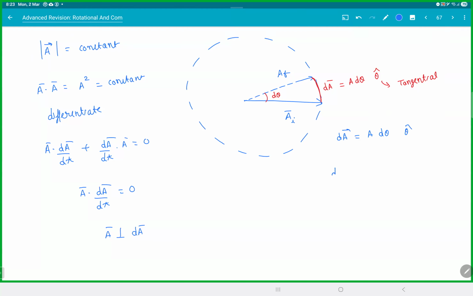So when we differentiate this on both sides, dA bar by dt will be A d theta by dt theta cap, and A d theta by dt is nothing but A omega. So that means if you have a vector A bar in the radial direction, the change in vector dA bar will be in the tangential direction, and the magnitude of the change in vector is A into omega. Is this making sense? I just used vectors here.